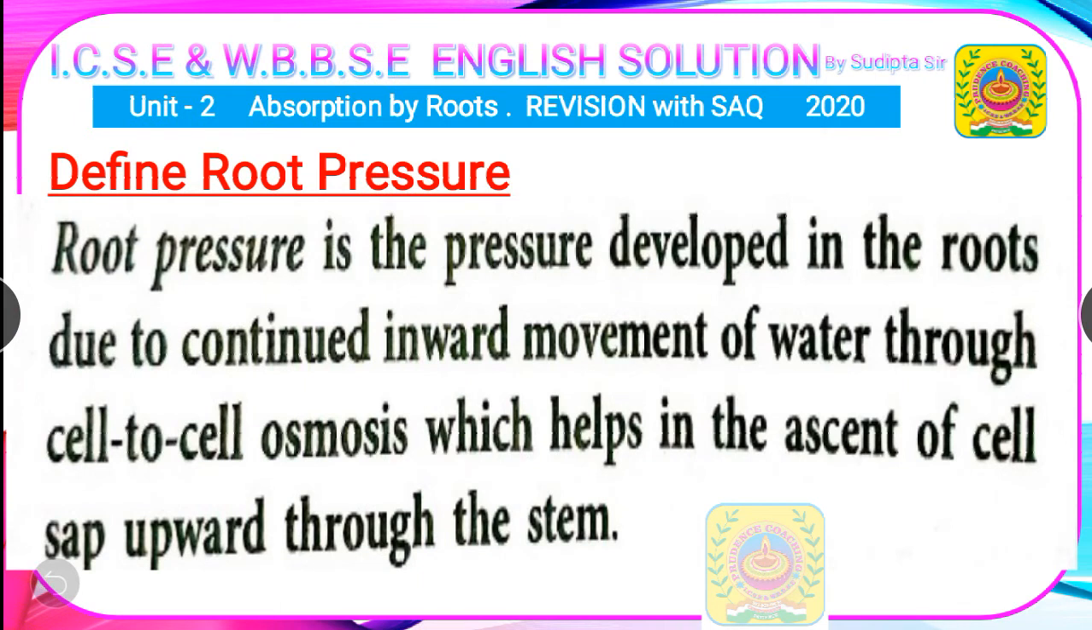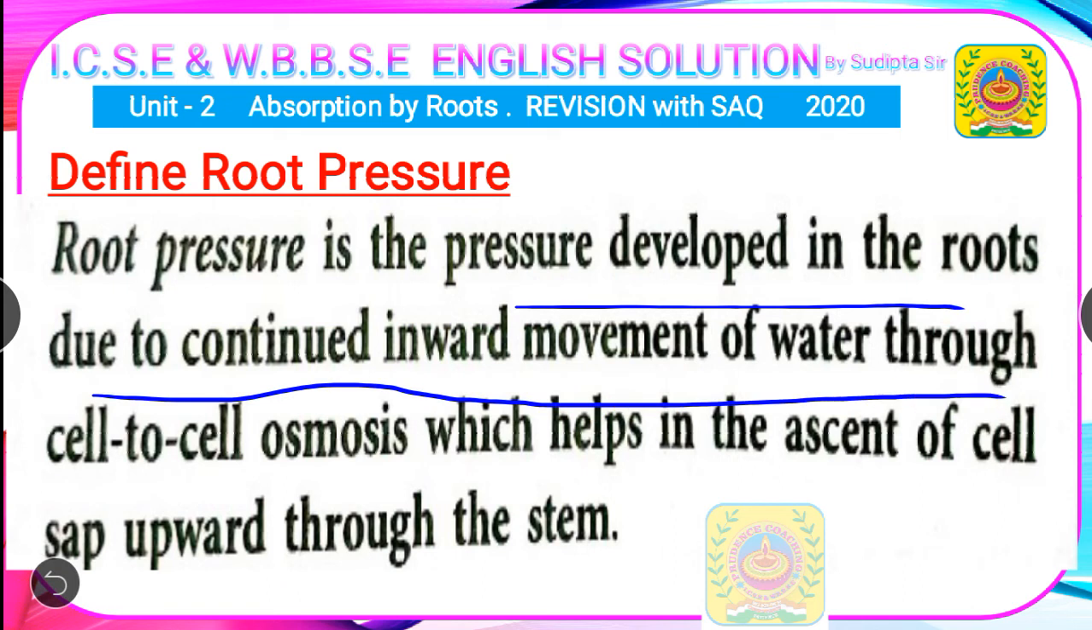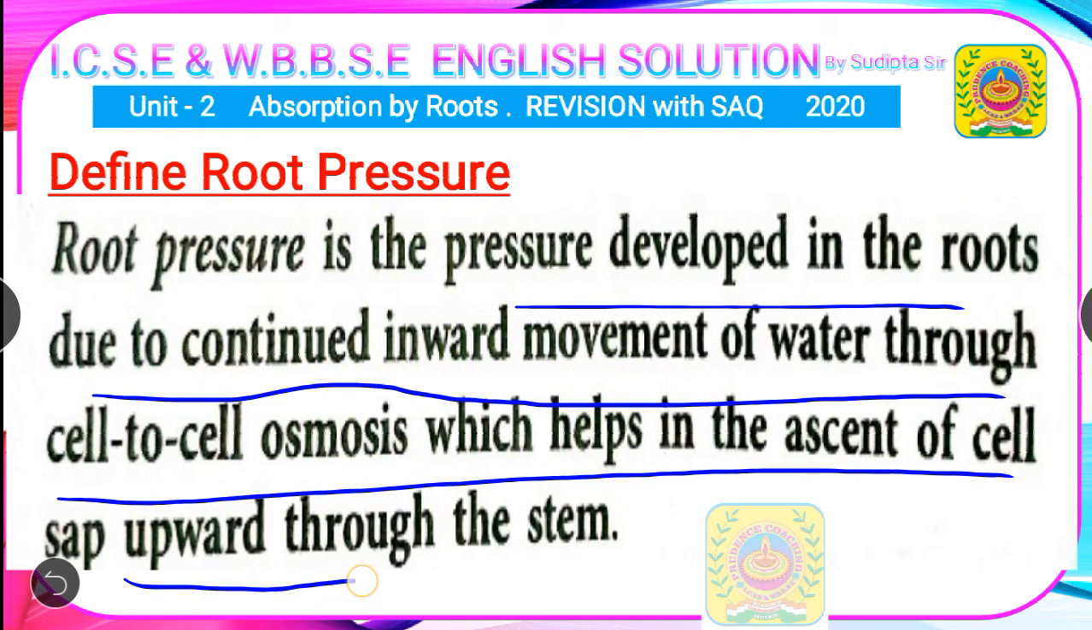Now, root pressure. Root pressure is the pressure developed in the roots due to continued inward movement of water through cell to cell osmosis, which helps in the ascent of sap upward through the stem. This is the root pressure.